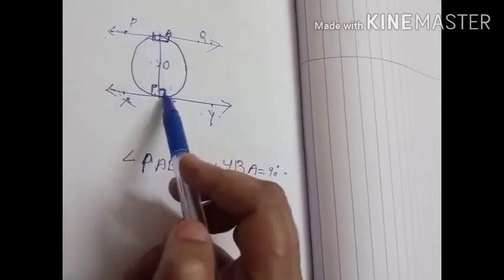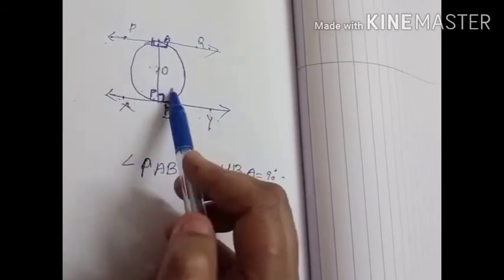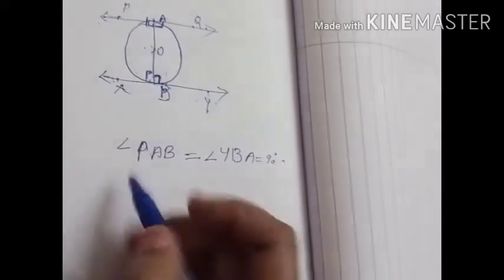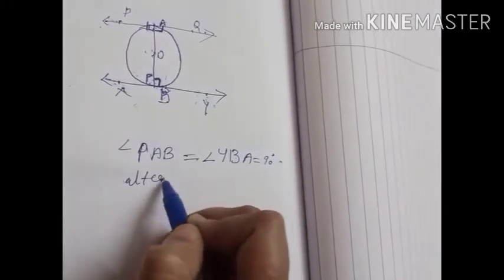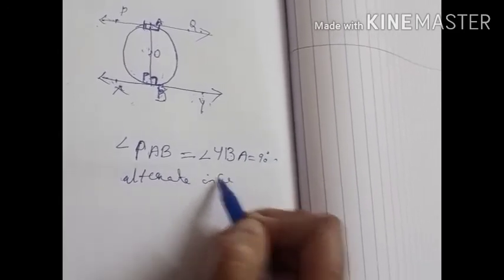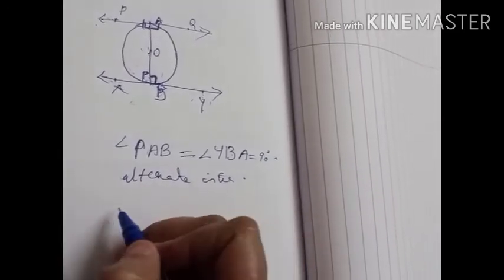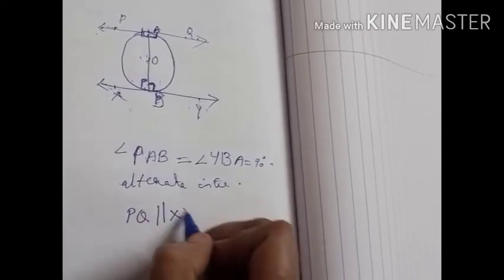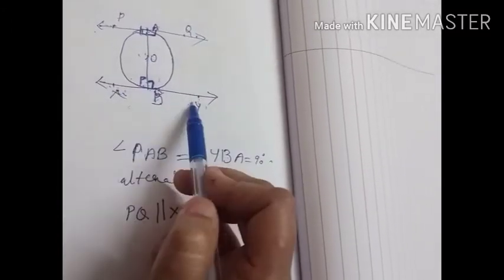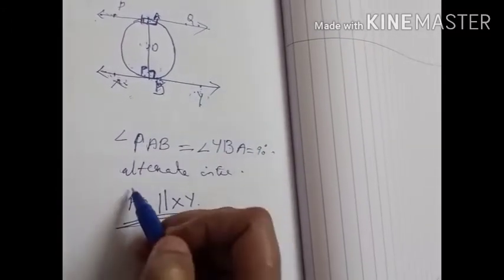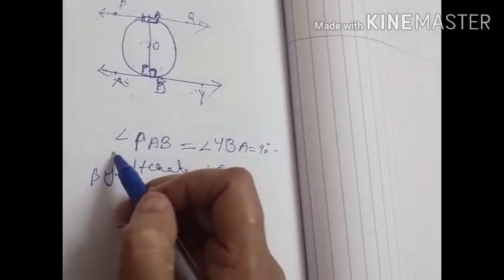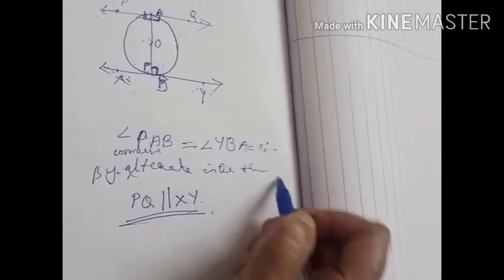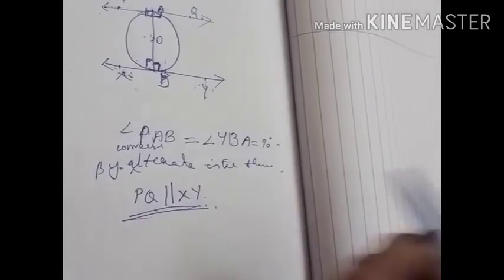These two are the alternate interior angles when we consider PQ, XY and the transversal AB. Alternate interior angles are equal. So by the converse of the alternate interior angles theorem, what can we say? PQ is parallel to XY. Hence it is proved by the converse of the alternate interior angles theorem that PQ is parallel to XY.